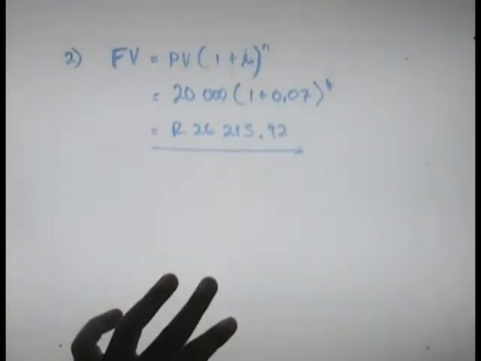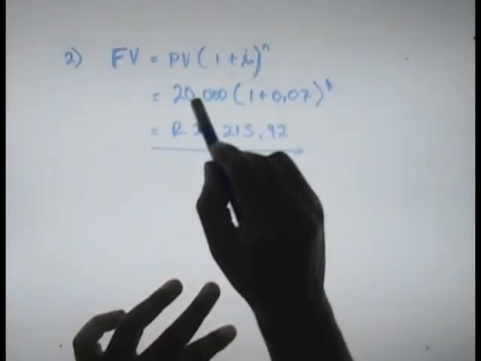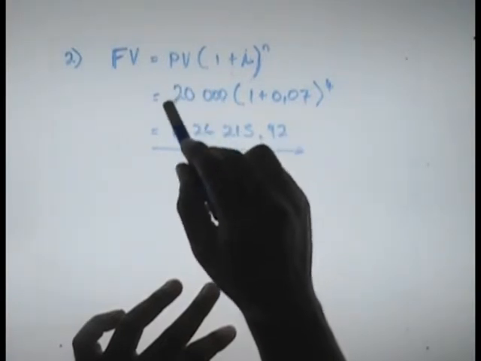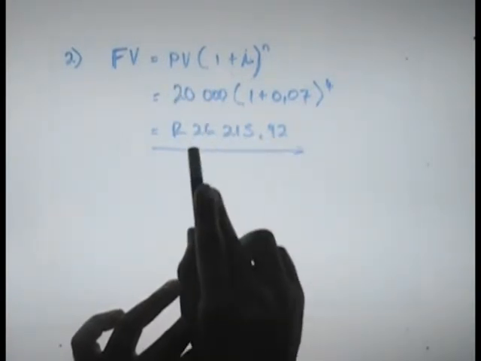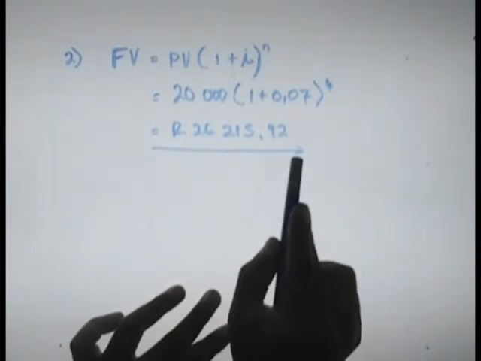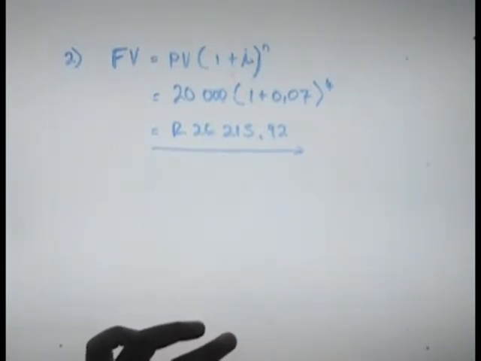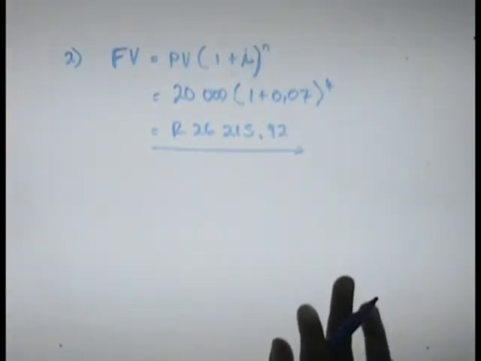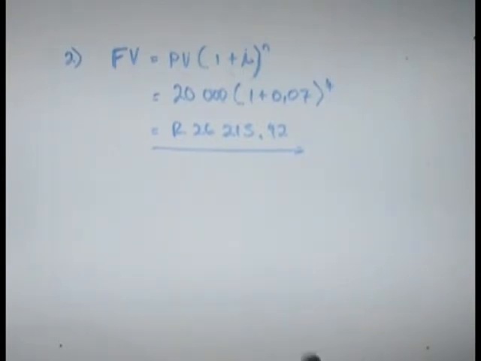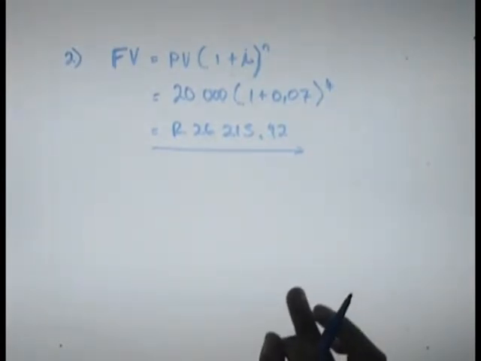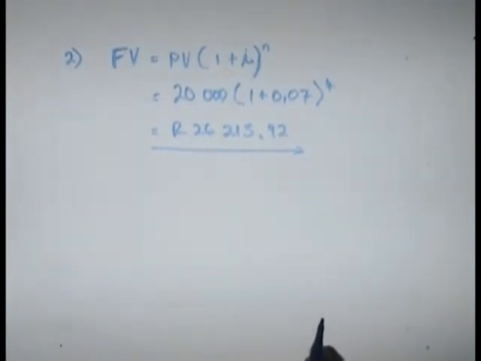Hence, if we want to replace this equipment in 4 years' time, we are not going to need 20,000 Rand, we are going to need 26,215 Rand and 92 cents. Now, the question read that the company sets up a sinking fund. 2.2, equal quarterly payments are made into the sinking fund, which yields 9.4% per annum, starting in 3 months' time, with the last payment at the end of 4 years.